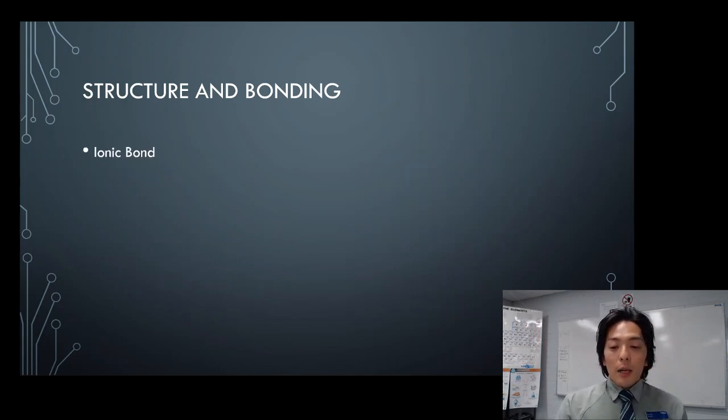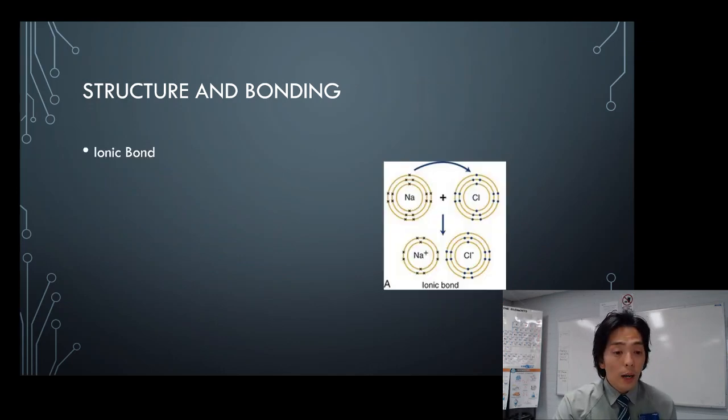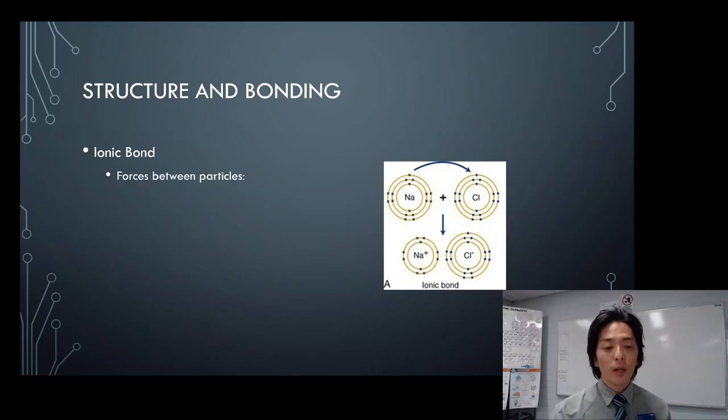Okay, let's talk about structure of ionic bond. As I mentioned earlier, ionic bond occurs between ions, so permanently charged particles like sodium and chloride, or say ammonium ion and sulfate ion. They are always going to be positively and negatively charged. Therefore, what do you expect? Force between particles is very strong, intramolecular, and I explained why as well.